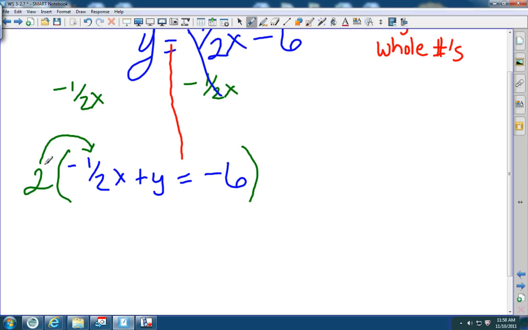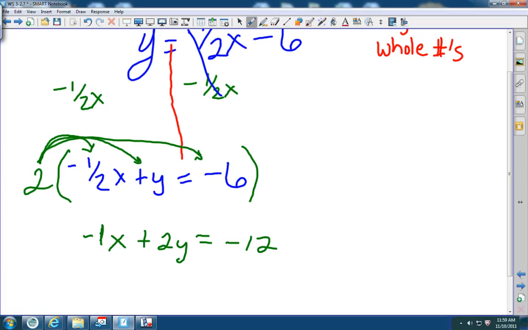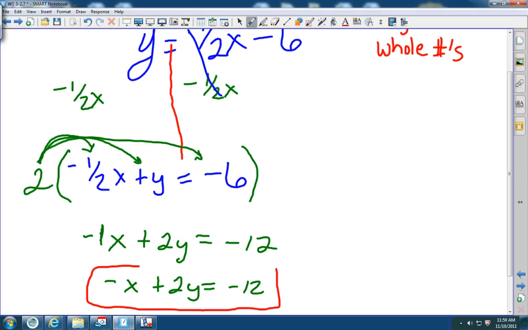Okay, so when I take 2 times negative 1/2, I get negative 1x. Then I take 2 times y, plus 2y. I take 2 times negative 6, and that gives me negative 12. I could write it as negative x plus 2y equals negative 12. It does not matter that my y has a 2 in front of it. This is my equation in standard form.